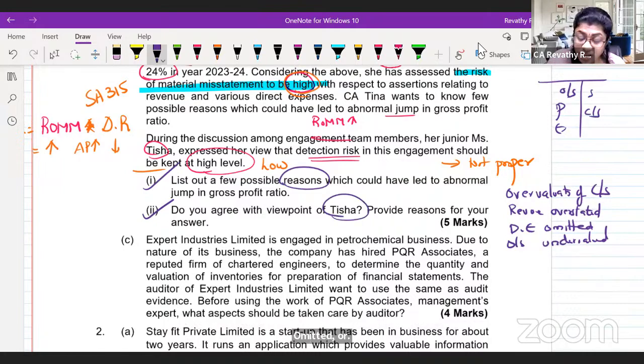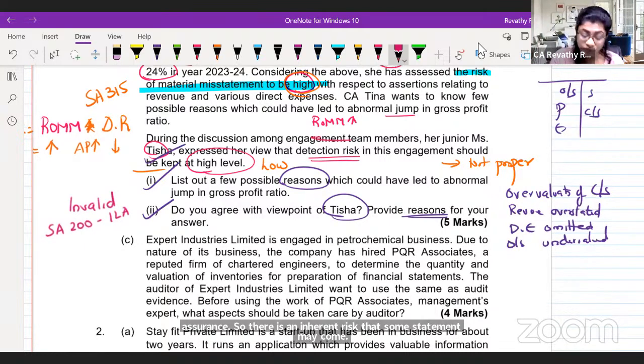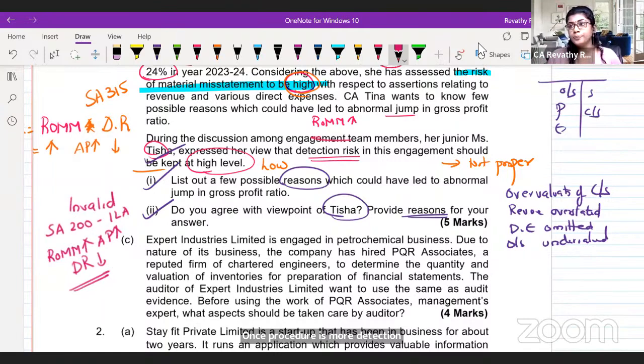Second, do you agree with Tisha's point? Provide reasons. Now, may I know, Tisha's point is valid or invalid? Invalid. Now, what will you write for this? See, as per SA 200, the inherent limitations of audit: audit always involves only reasonable assurance, so there is an inherent risk that some misstatement may come. However, in SA 315, we studied that whenever risk is high, audit procedures should be more. Once procedures are more, detection risk should be kept lower. Therefore, her contention is not proper.